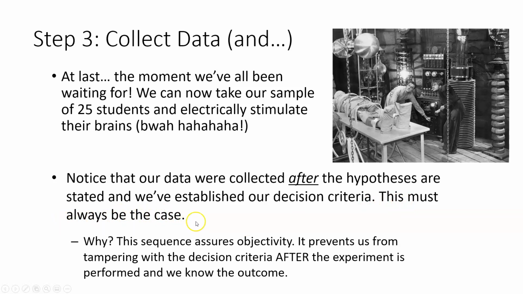We have to do that because if we collect our data before we set our hypotheses or before we set our decision criteria, then we could tamper with the decision criteria and tweak things to say, oh, I meant to say an alpha of 0.01, or oh, I meant to say a one-tailed test, or something like that. That skews the results of the hypothesis testing procedure to be in our favor so that we can say our treatment worked, even though objectively it might not have if we had set the hypotheses before we collected the data.